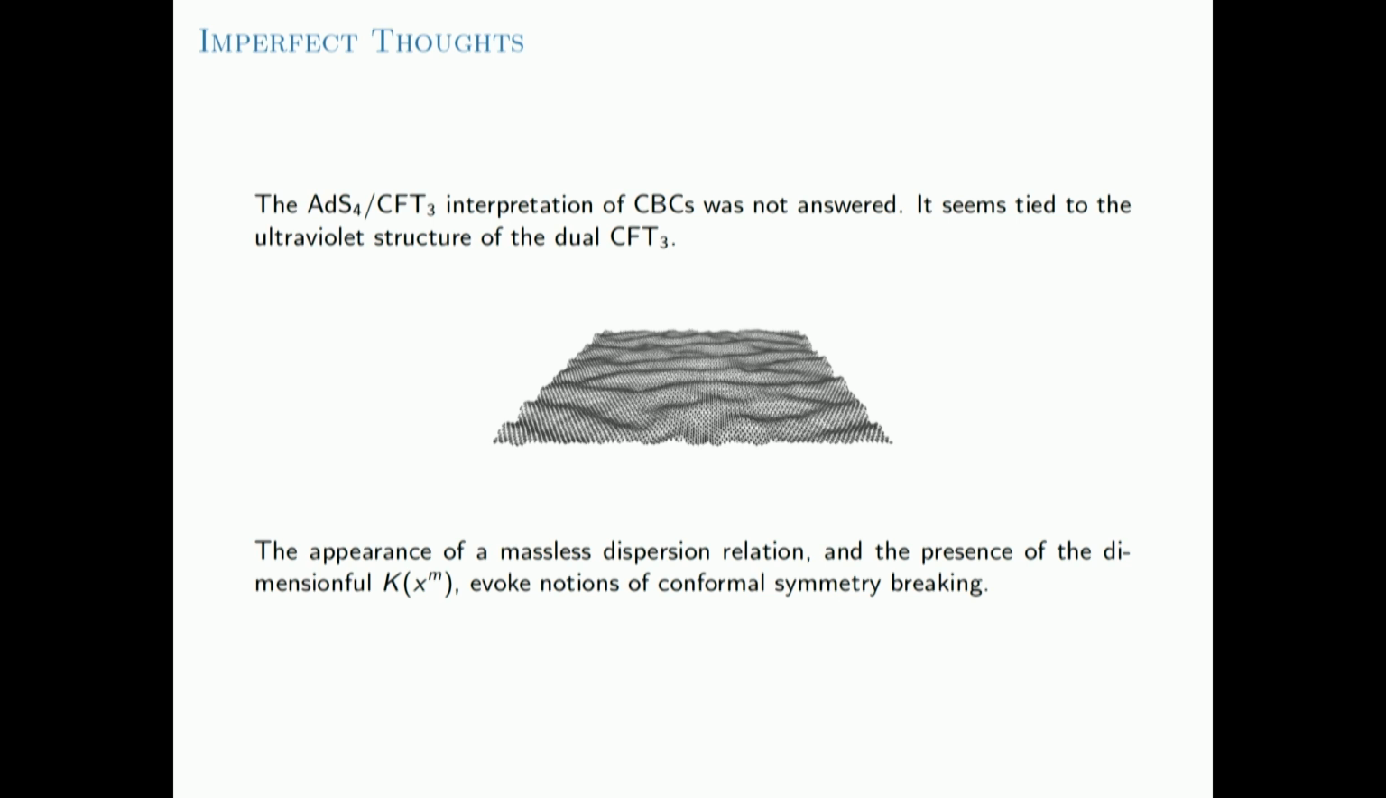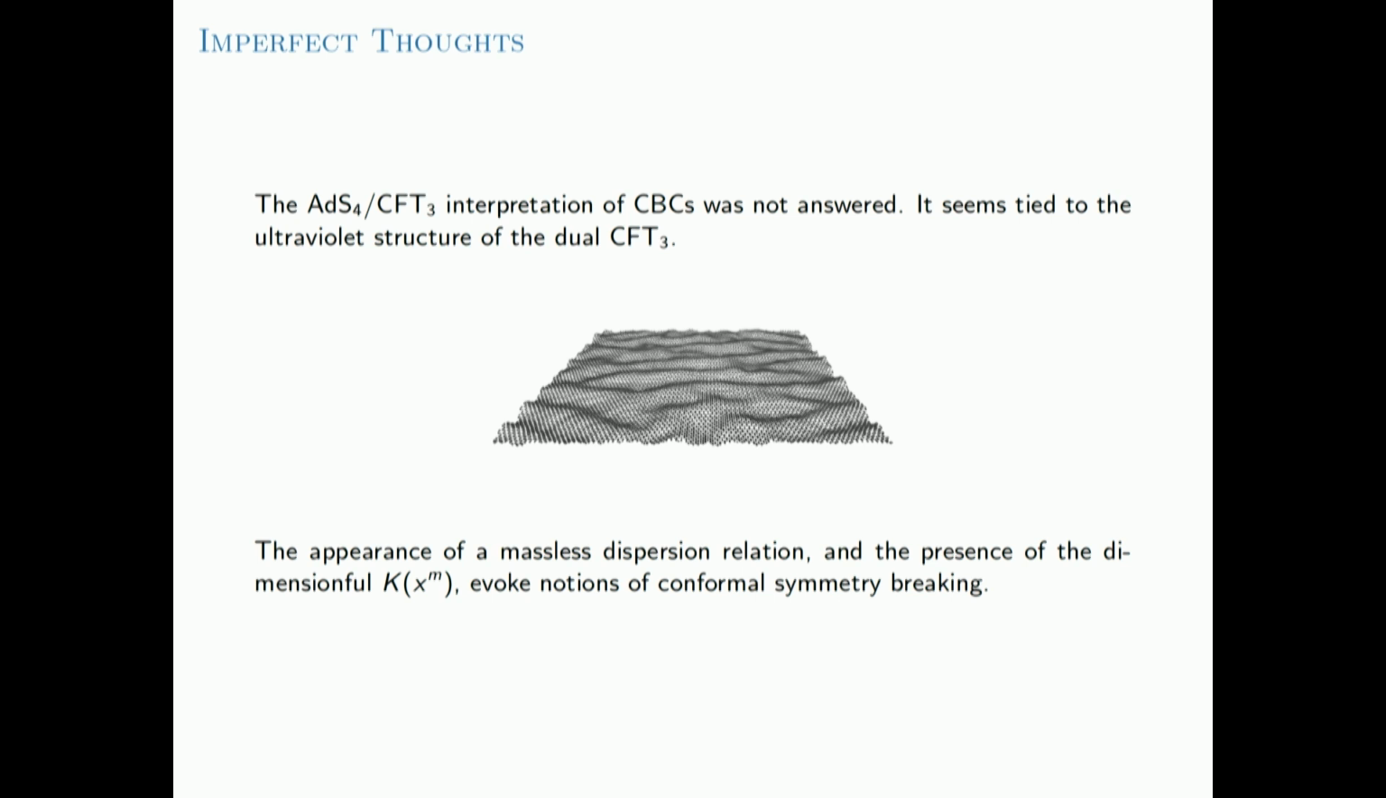It appears to be tied to the ultraviolet structure of the dual CFT in the sense that we're bringing in the boundary, and that tends to be associated with a cutoff. But I can't answer the question for you: if you give me N=4 super Yang-Mills, what I'm doing to it to get this.